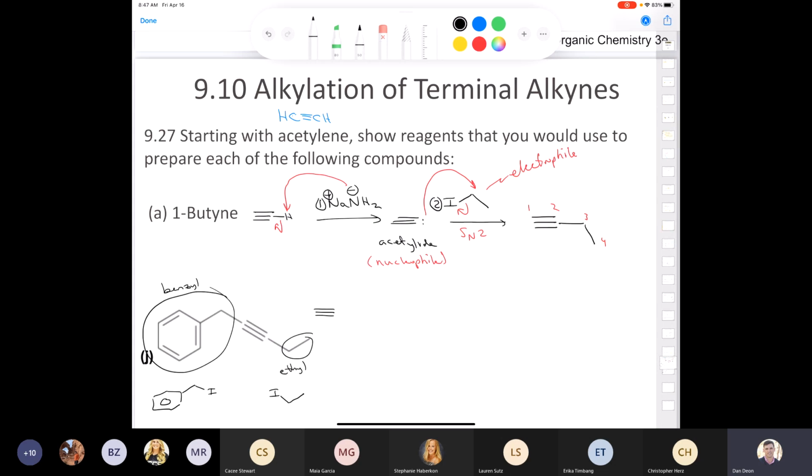So in the first step, we're going to treat this with sodium amide, and we could either add benzyl iodide or we could add ethyl iodide. Doesn't matter. Let's add ethyl iodide. I'll use the abbreviation Et, and we would end up with this molecule like this. Then in the second step, we're going to treat it with sodium amide, and then we're going to treat it with benzyl iodide.